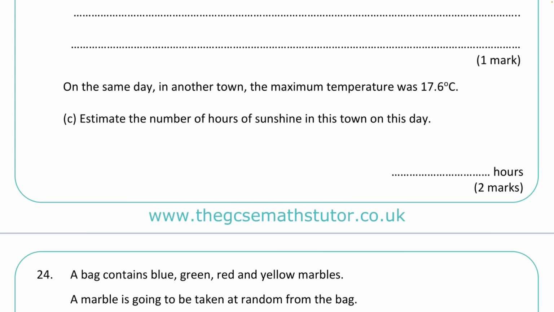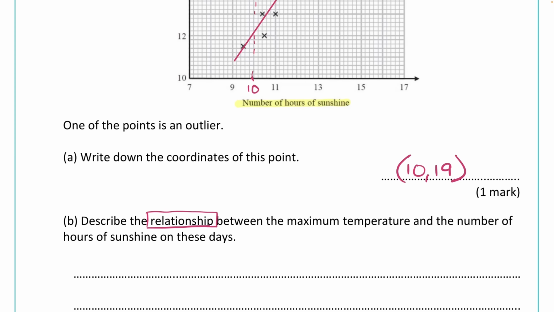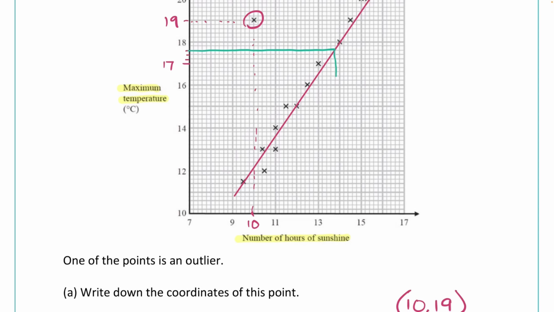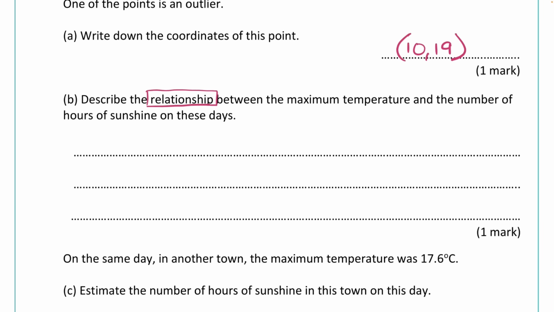For part C, it says, on the same day in another town, the maximum temperature was 17.6. Estimate the number of hours of sunshine. So we're going to go to 17.6 on our maximum temperature, being careful again of the scale. So this is 17 here. Each square is 0.2, so 17.2, 17.4, 17.6. We're going to go across really carefully and hit our line of best fit. Of course, yours might be slightly different to this, so yours can be different to my answer. There's a little bit of leeway either side. There we go, that's just before the 14, so that's 13.8 on mine. So 13.8 would be my answer.